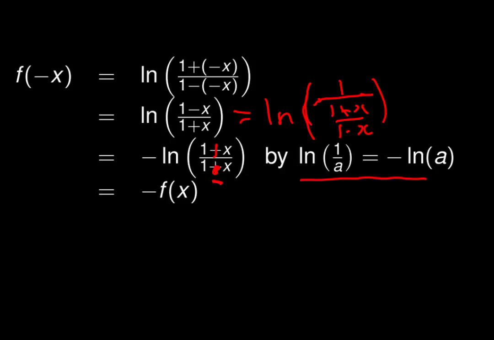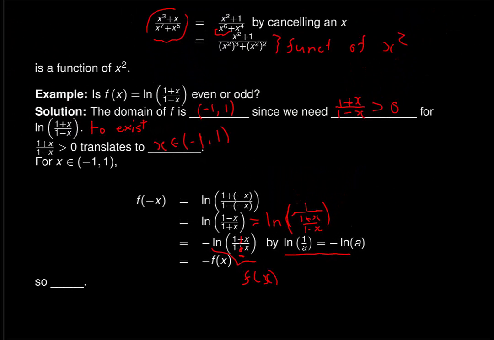Okay, so we have what we had back. So this then is just our f of x. And so we have f of minus x is equal to minus f of x. So this function is odd.